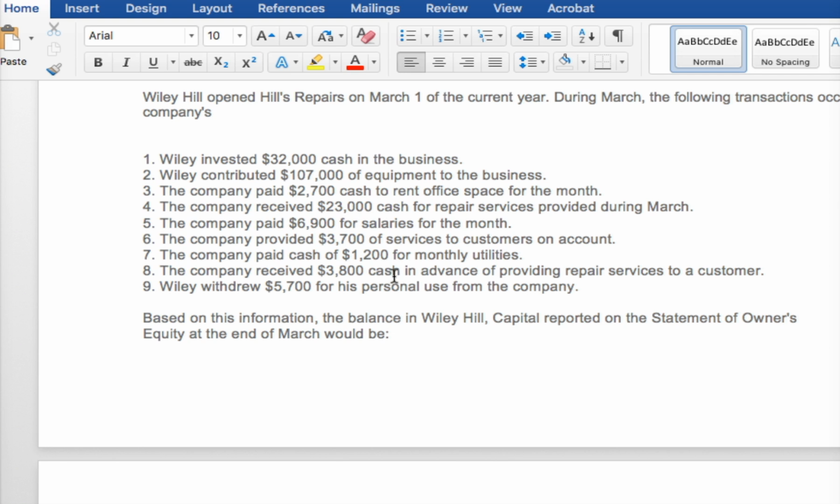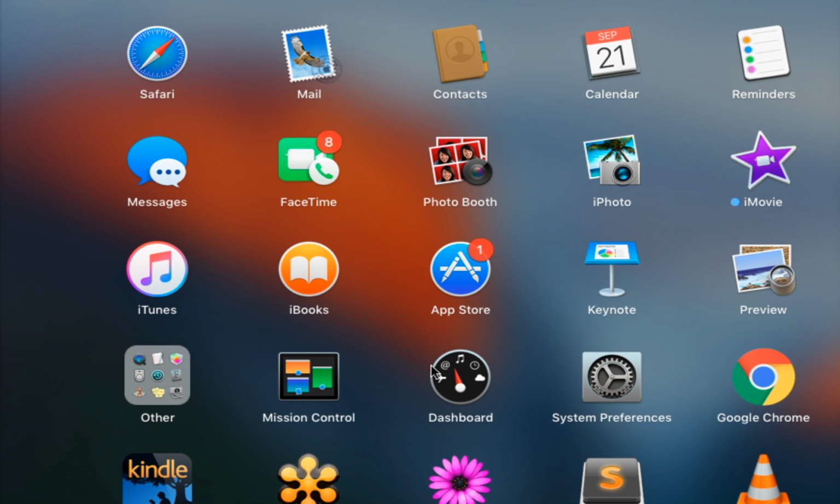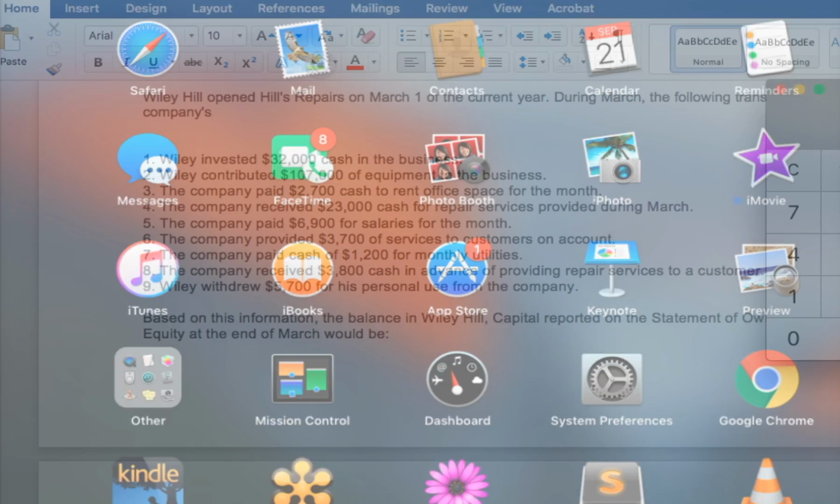Received $3,800 in advance because we haven't provided these services yet. So that would actually be unearned revenue and would not yet affect capital account. And then finally, Wiley withdrew this amount for personal use. Okay, so once I've established which of these affect the capital account, I would just add and subtract based on whether I said it affected it or not.